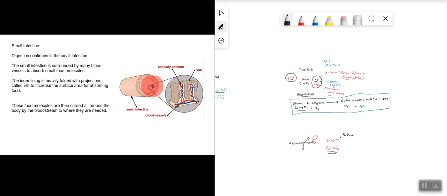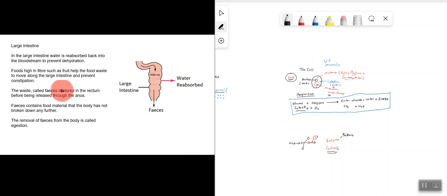If you look at the surface inside the intestine, it looks like this. You have these folds called villi, and inside these villi you have tiny capillaries or blood vessels where the digested food molecules can pass from the inside of the intestine into the bloodstream, and then they're pumped all around the body. This happens in the small intestine. Whatever's left then passes into the large intestine. In the large intestine, water is reabsorbed back into the bloodstream to prevent dehydration.